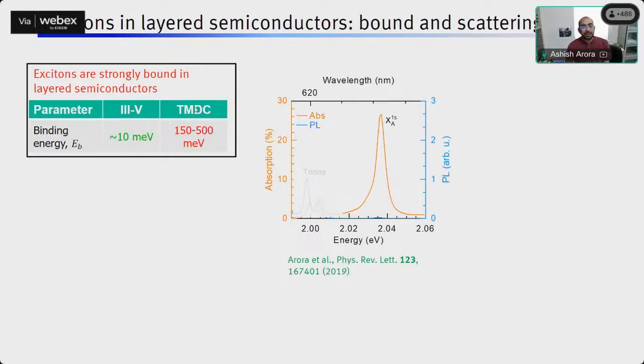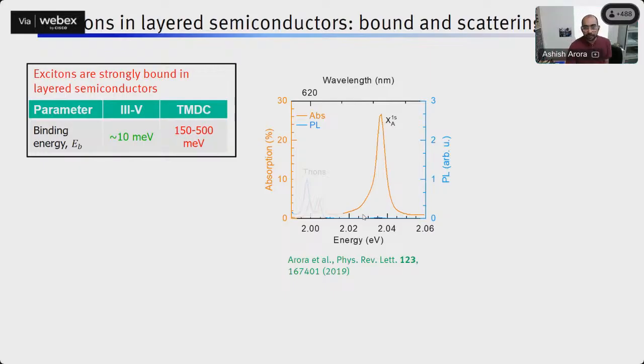Whereas in transition metal dichalcogenides, the binding energy is much larger. Therefore, for III-V semiconductors, we actually have to lower the temperature down to liquid helium or at least to liquid nitrogen to start doing something. Whereas in these layered semiconductors, we do not have to do it. Even at room temperature, nice excitonic resonances are visible. So we are able to do 2D hydrogen-like physics even at room temperature for these layered semiconductors.